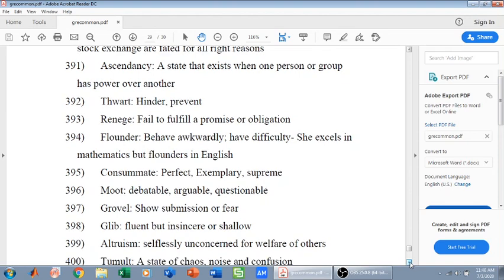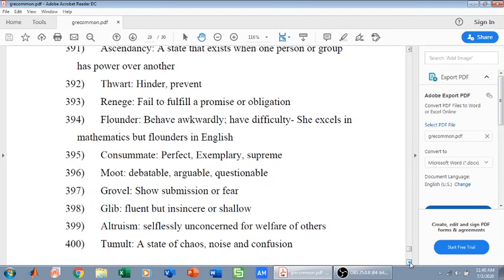Next word is altruism. Altruism means selflessly unconcerned for the welfare of others. Tumult means a state of chaos, noise, and confusion.